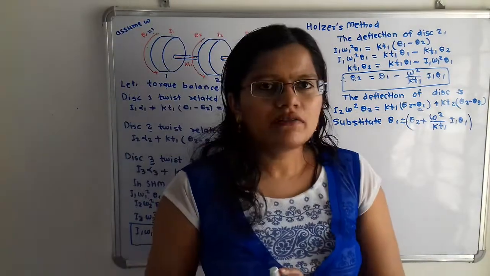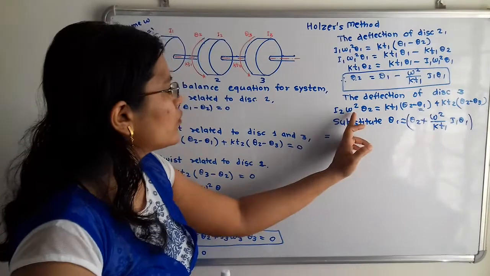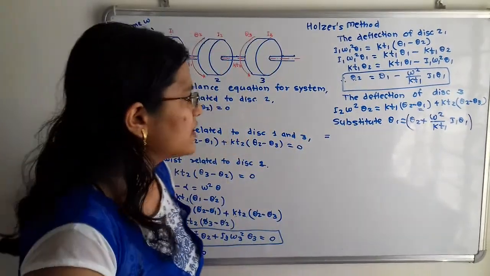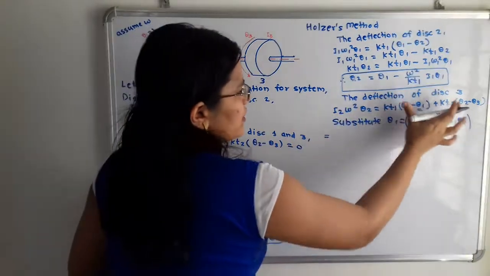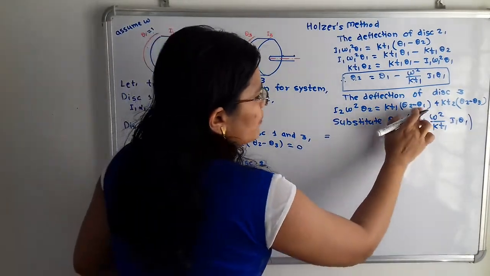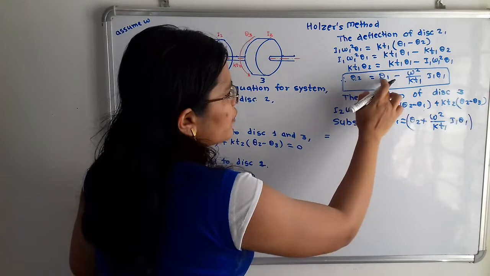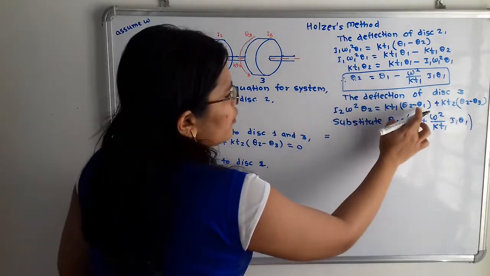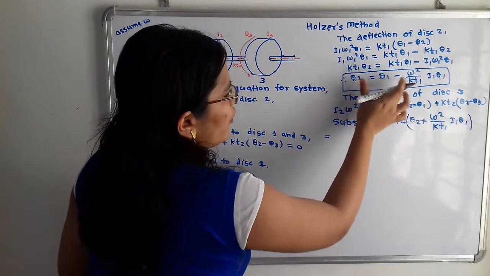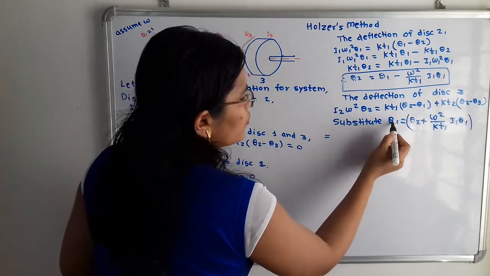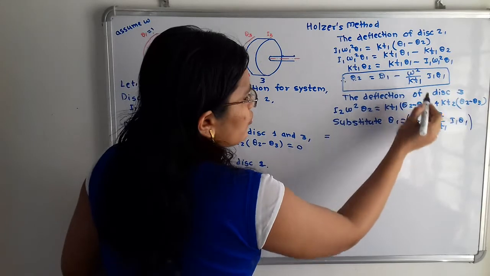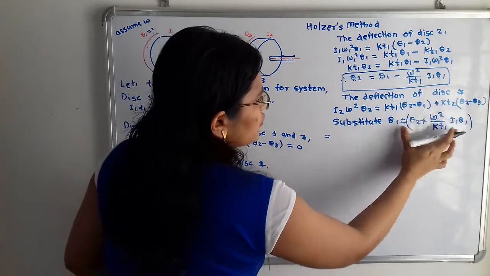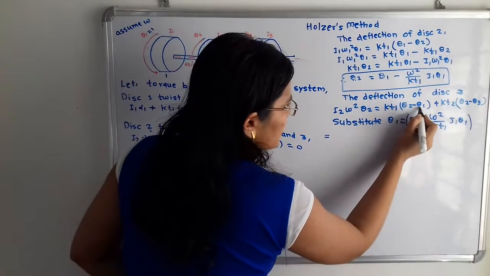So now instead of this omega 2 we have to write only omega, because we have to assume the omega. So what is the formula? So I have written here the formula. If we observe from this equation, we can get the relation for theta 1 and theta 2. So instead of this theta 1 we can use the formula, that is theta 1 is equal to theta 2 plus omega square by kt1 I1 theta 1. So we can substitute this formula for theta 1 here.